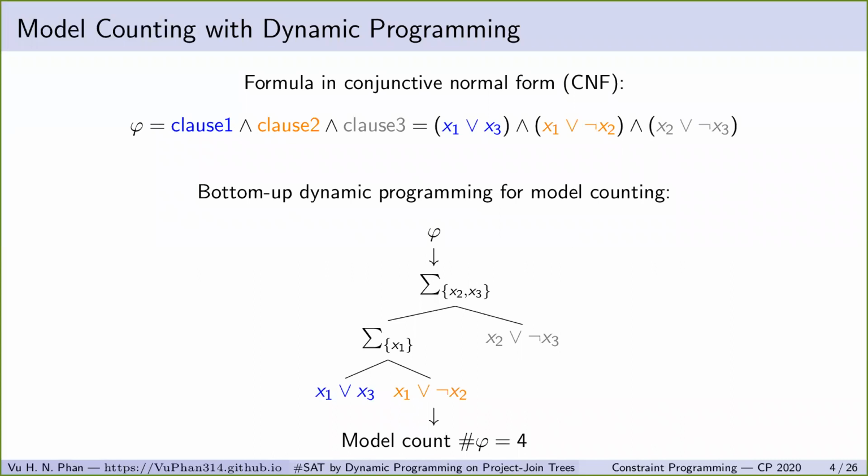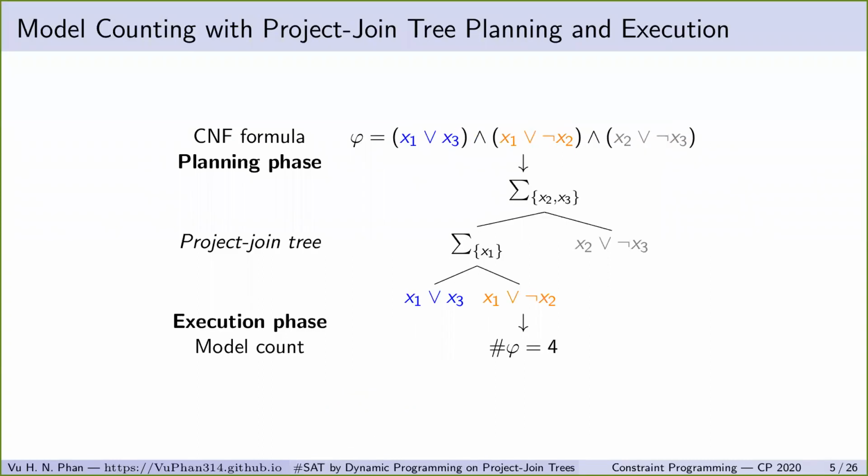To compute the number of models of a CNF formula, we can employ bottom-up dynamic programming. For that, we need an intermediate computation tree where each leaf node corresponds to a clause and each internal node corresponds to the multiplication of the children, followed by the elimination of a set of variables. We formally call the intermediate computation tree a ProjectJoin tree.